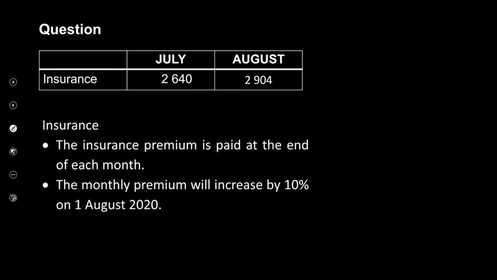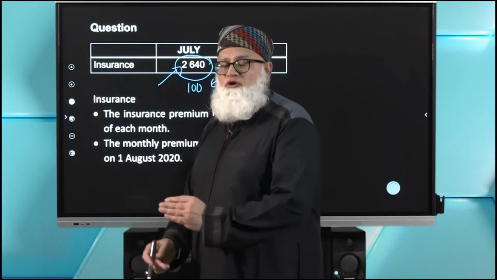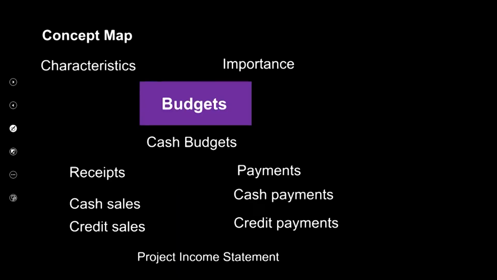Here we go. This is our final figure. 2640 was my answer based on the 2904. So in terms of percentages, this was your 110% and this was your 100%. As you can see, it increased by 10%. Okay, so that's how you go about doing a calculation where they give you the increased amount and you have to work out the amount prior to the increase.